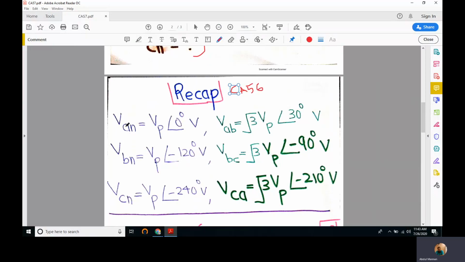We know that the set of phase voltages VAN, VBN, and VCN are represented with the same magnitude, and they are 120 degrees apart from each other. VBN is lagging VAN by 120 degrees, and VCN is lagging VBN by 120 degrees, or VCN is lagging VAN by 240 degrees.